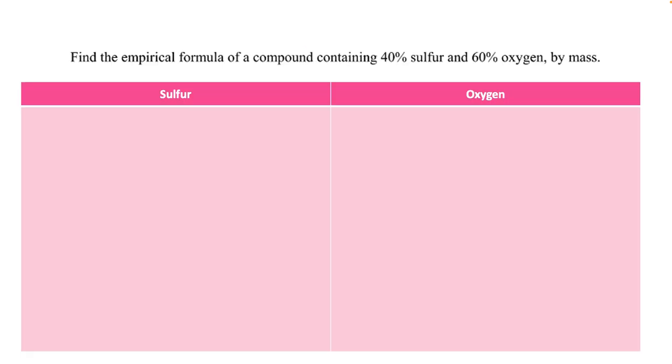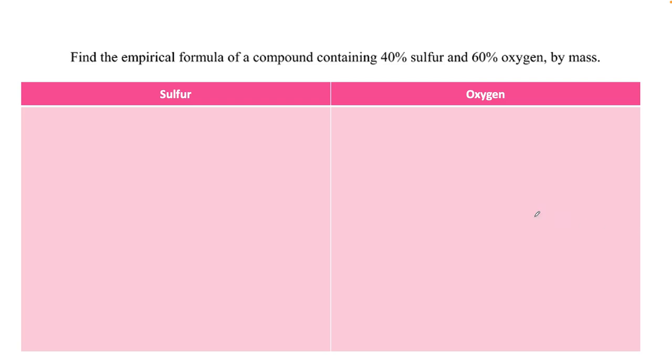Let's now look at how they might be included in a chemistry question. So remember, the empirical formula is that idea of ratio. So it's an idea of how many of this versus this do we have. It says find the empirical formula of a compound containing 40% sulfur and 60% oxygen by mass.